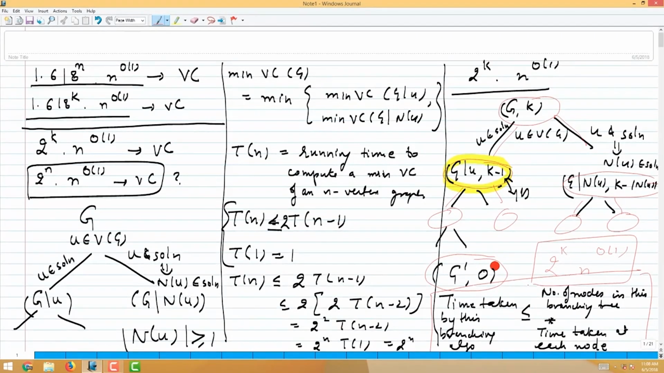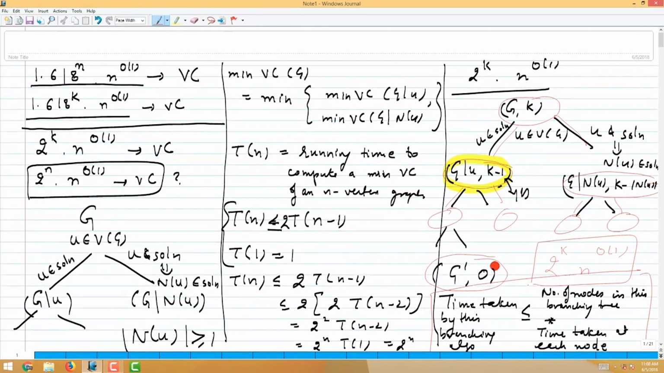But for example, we'll just slightly improve this algorithm to get a 1.618 to the k algorithm, and when we design a branching tree, it might not always be easy to see how many leaves, how many nodes are there in the branching tree. So to compute the number of nodes in the branching tree, what we do is we write a recurrence, okay? So basically, what is a branching algorithm? We design a branching algorithm, we start with an instance and we branch on that instance, okay?